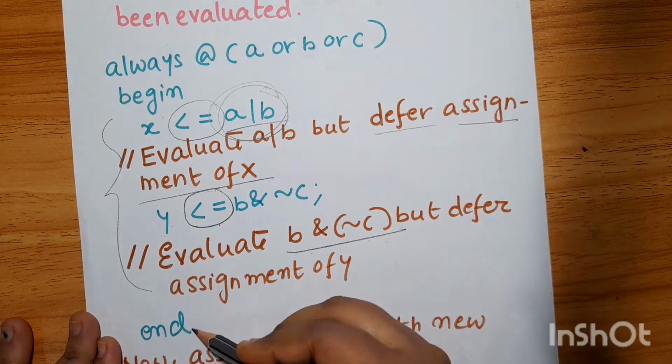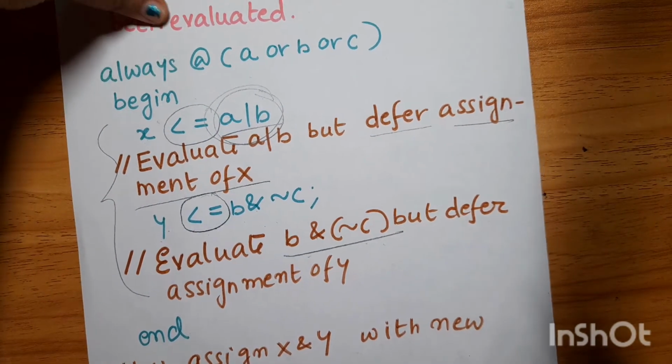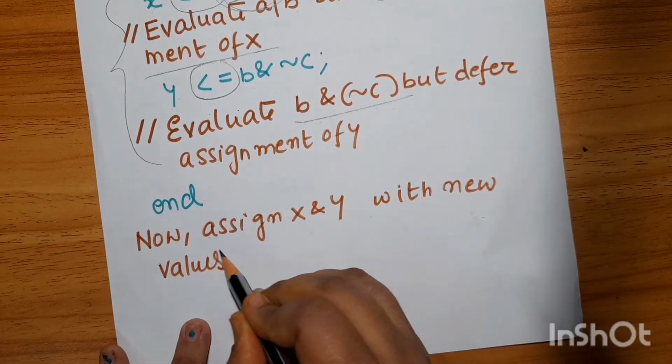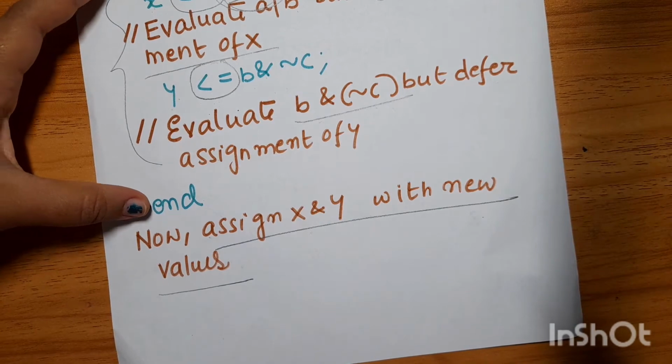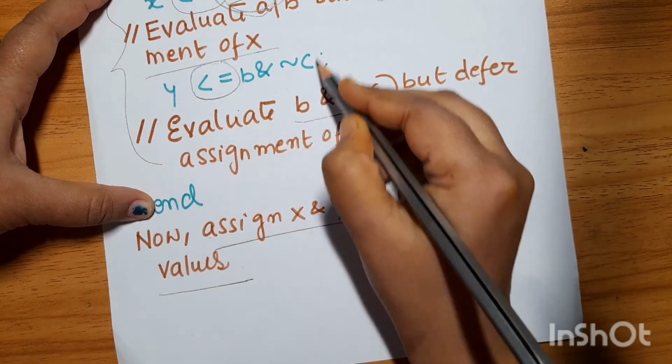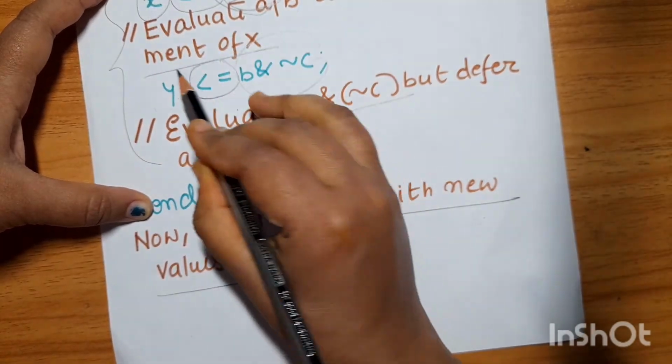Means we come out of the begin and end statement, this block, and now they assign the values of X and Y. So now the new values of X and Y will be assigned. Inside the begin and end it won't happen, only the evaluation part will happen. The moment we come out of it, the X and Y values will get assigned.